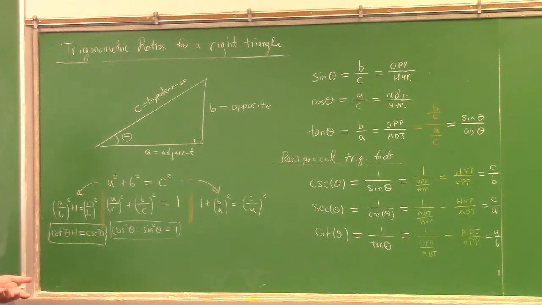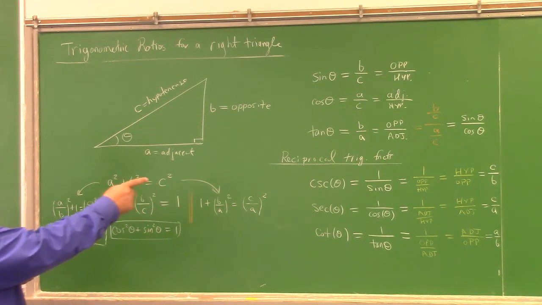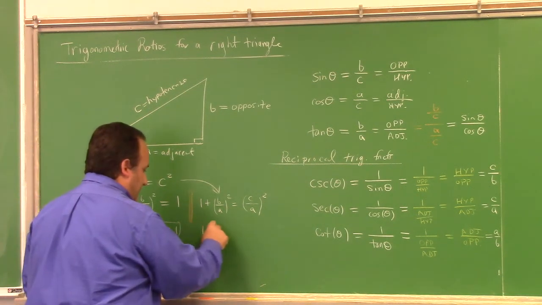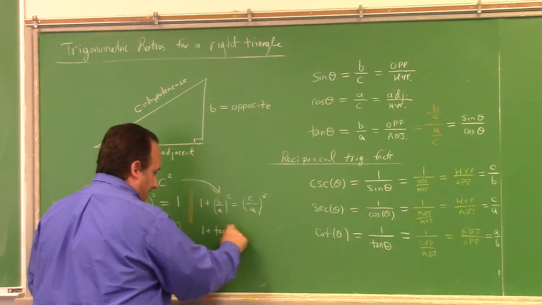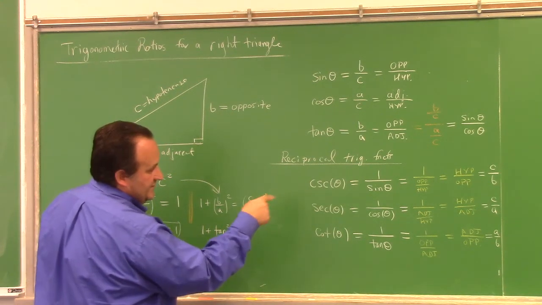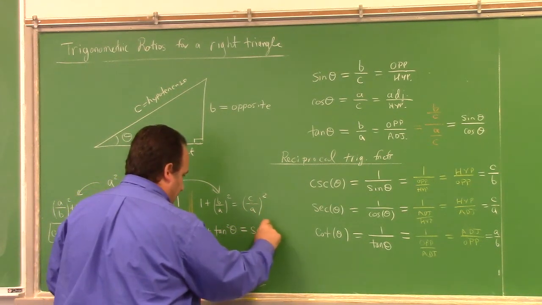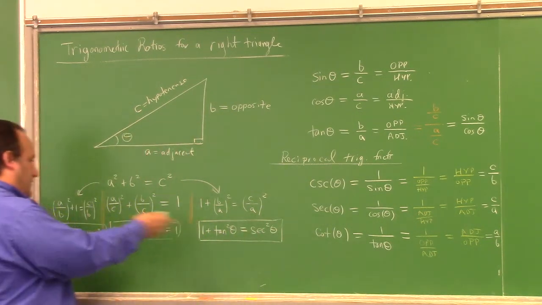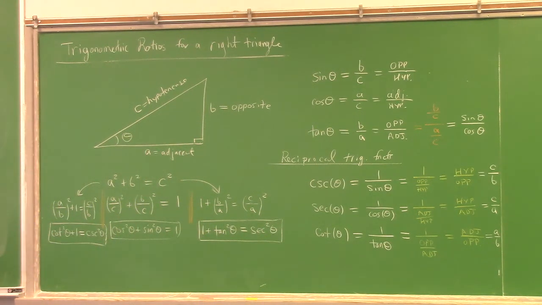And then this one over here, b over a. Well, b over a is tangent, right? So this is the identity 1 plus tangent squared theta. C over a is secant, right? Secant squared theta. Now, I would call every one of these a Pythagorean identity, right? This is the relation between these fundamental trigonometric ratios.